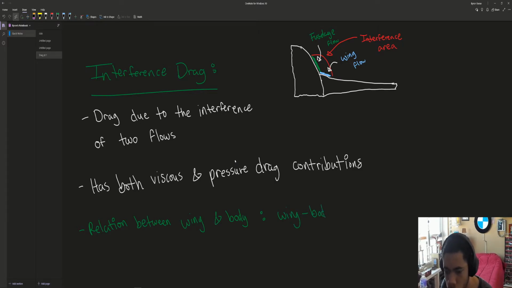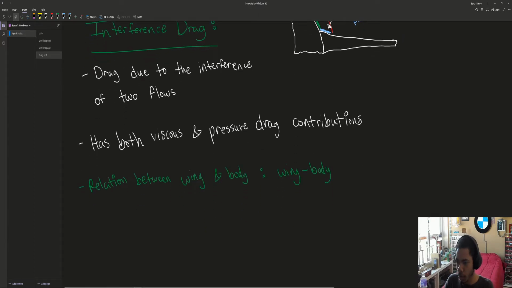This is not to be confused with a literal wing body concept. A wing body airplane is not the same as the wing body we're talking about here. Same thing as a flying wing. It's not the same thing as what we're talking about here. Okay.